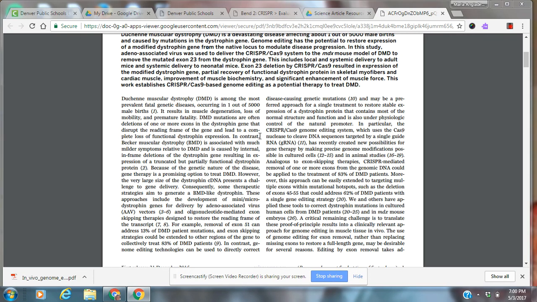Duchenne muscular dystrophy is among the most prevalent fatal genetic diseases occurring in 1 of 5,000 male births. Since I already know this, I just keep going. It results in muscle degeneration, loss of mobility, and premature fatality.